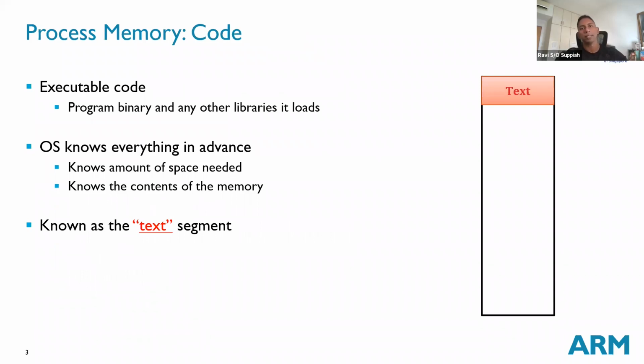The first thing is code. When you write your code and compile it, that is basically your executable code, which you also call the binary of your program, together with all the libraries that are compiled together with it. This is known in advance, because the moment you send a compile command, it automatically knows how much space it needs for the code. That is what we call the text segment of the memory space, which is where the code gets allocated.